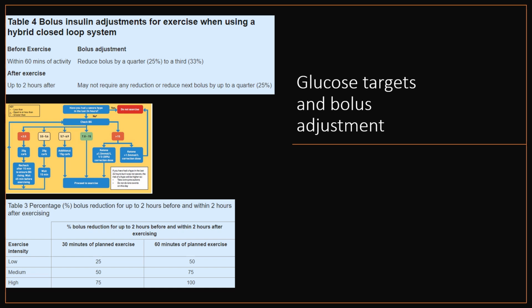Bolus insulin reductions are recommended if a bolus is within 2 hours before or 2 hours after exercise. A 50% reduction could be a safe starting point, followed by using the information in Table 3 to guide decisions. HCL users have the option of adjusting insulin for planned exercise, but should follow the guidance in Table 4. Bolus reductions are smaller and within a shorter time frame of the activity.